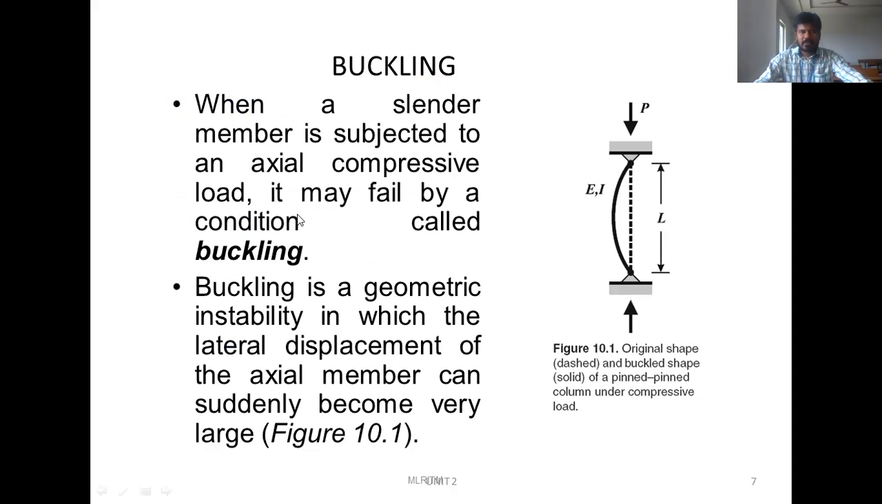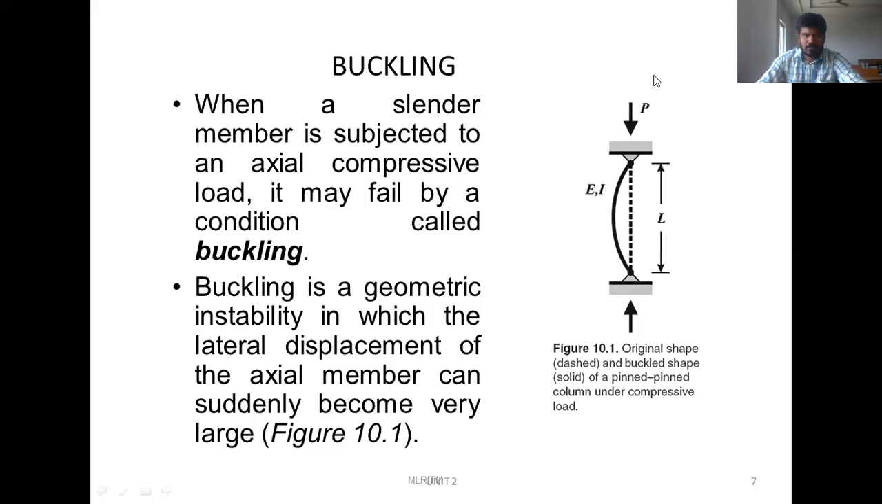So what is buckling? Here we are going to discuss buckling. When a slender member is subjected to an axial compressive load, I already said, if the height to least lateral dimension ratio is greater than 12, then the member is said to be a slender column or long column. It may fail by a condition called buckling.